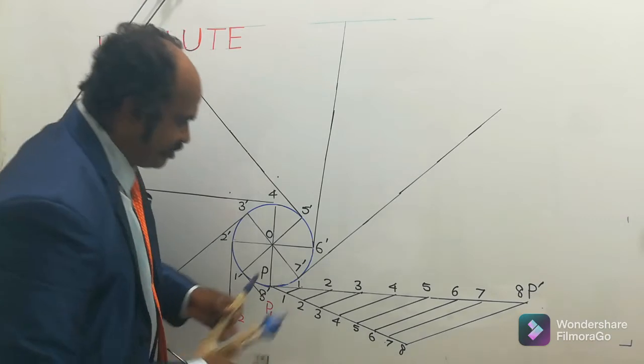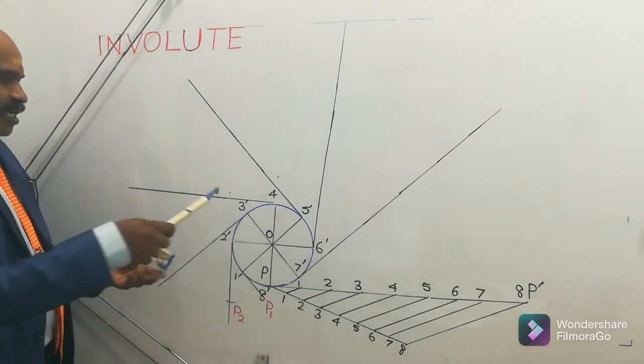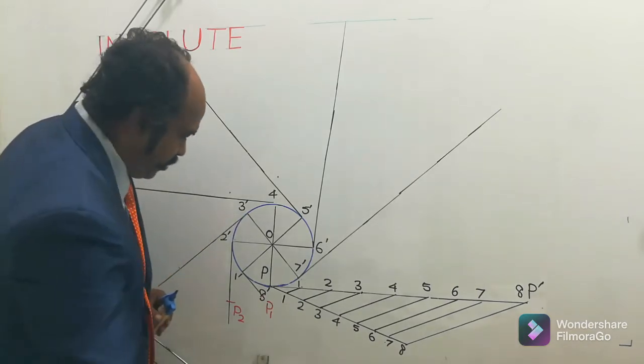P2. So every time the distance will keep on increasing. P1, P2, P3. So 3 dash will be a tangential line. Cut it here. This point shall be marked as P3.